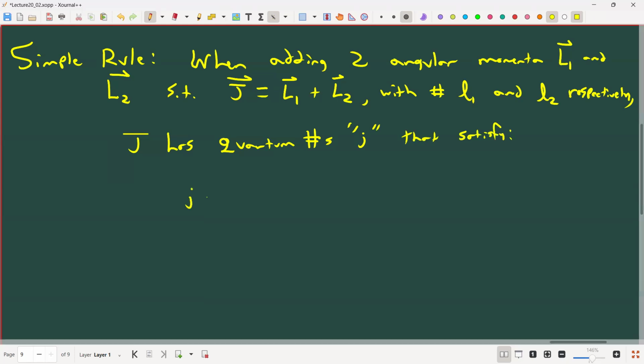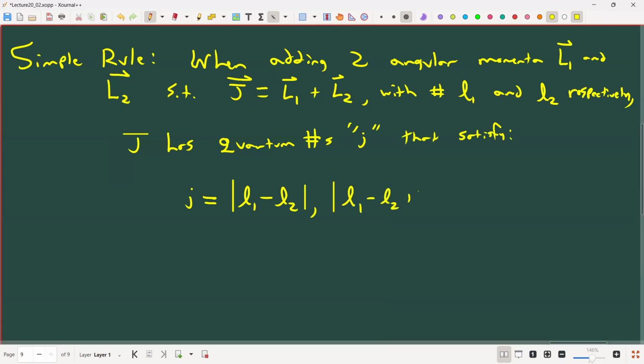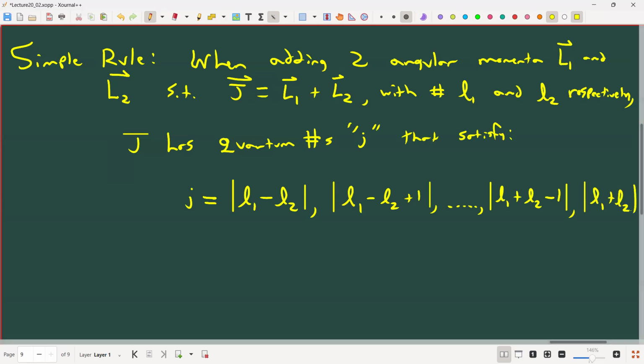That J can take any value between L1 minus L2, L1 minus L2 plus 1, up to L1 plus L2 minus 1, and L1 plus L2. Okay, so J can be any value between the sum of the two angular momenta and the difference, absolute value. So we can just quickly calculate for our L equals 1 system, right?